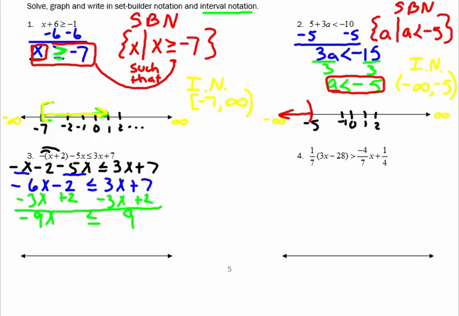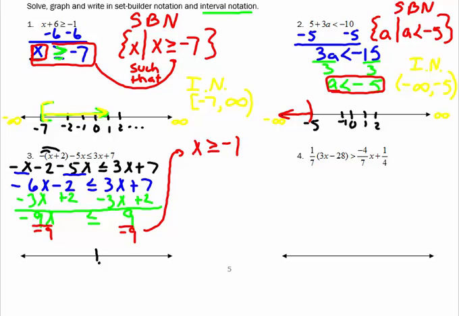At that point, we need to get x by itself. To do so, we're going to divide both sides by -9. This is when you're going to flip the inequality because you divided by a negative. So we're going to end up with x actually being greater than or equal to -1. Again, we flipped the inequality because we divided by a negative.